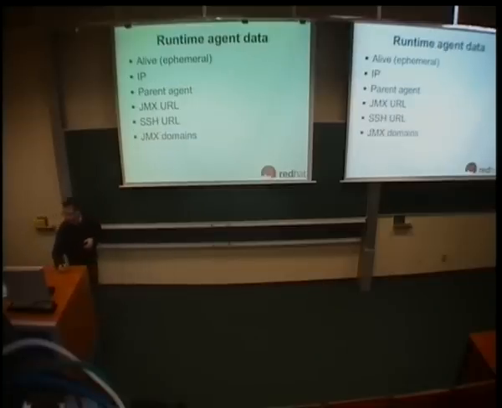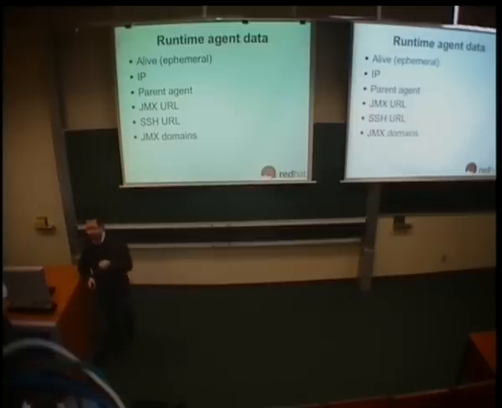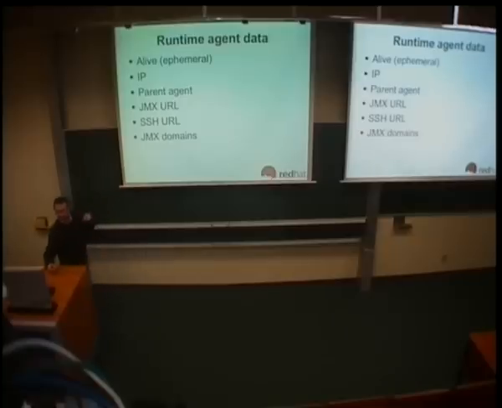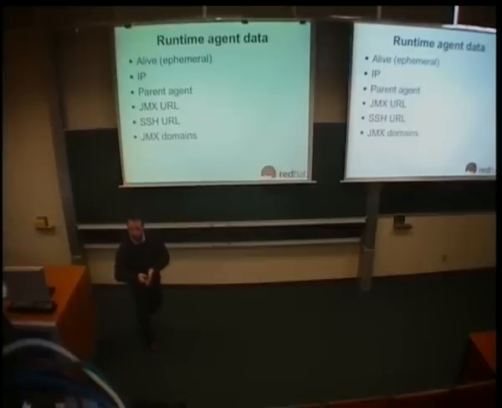As I said, the runtime agent stores a bunch of information about the agent itself, so that we can connect to the agent for managing it or see what's going on. The first bit is the fact that the container is alive, which is obviously important. Then we have the IP and the JMX and SSH URL, which are used to actually manage the agent if you want to go and access it.